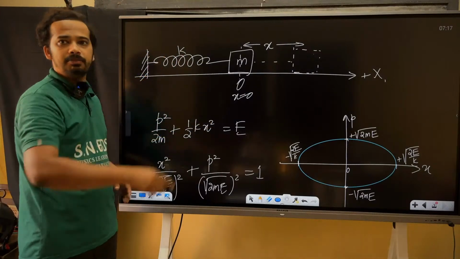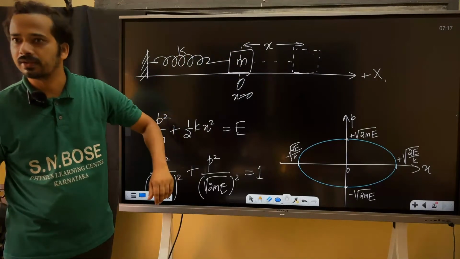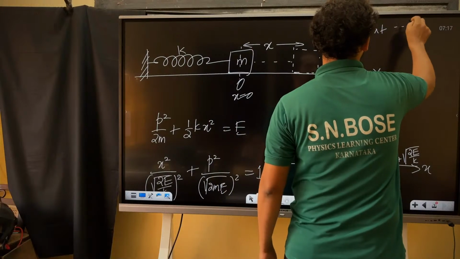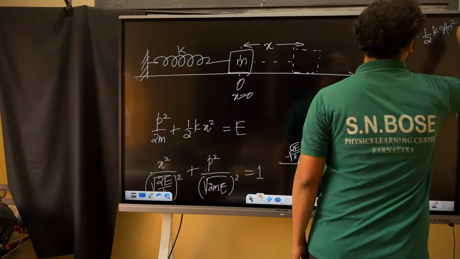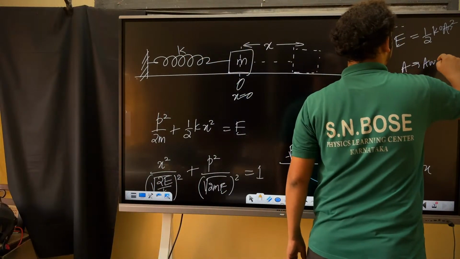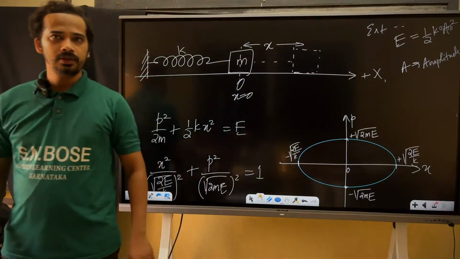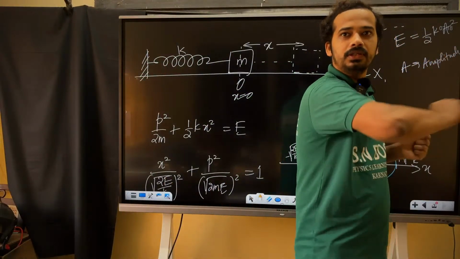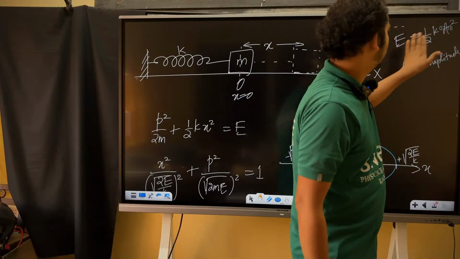So what does energy depend on? Energy depends on amplitude actually, for a given spring and a given mass. How do you find that one? At extreme position, your energy is equal to potential energy, am I right? Half k a square, suppose a is the amplitude. Half kx square is the potential energy. At extreme position, there is no kinetic energy, so energy is equal to potential energy. At extreme position, the x value will be the amplitude. That's how I quickly wrote the energy expression.